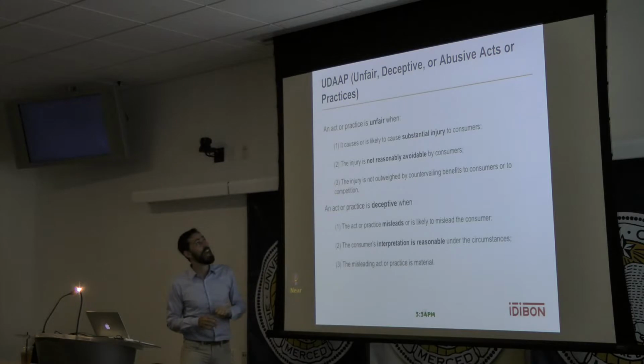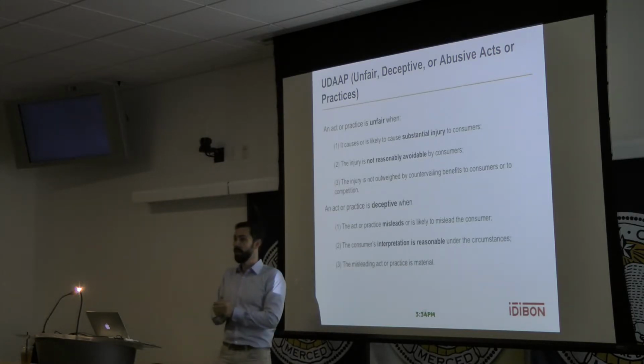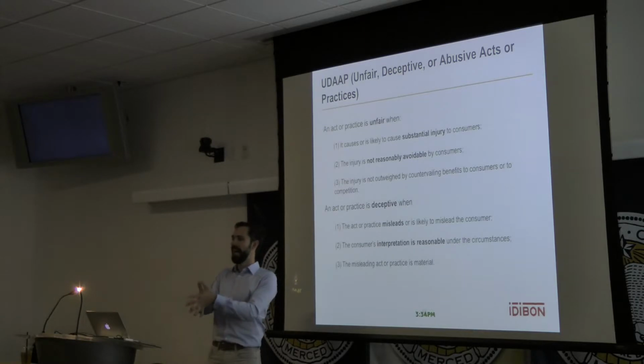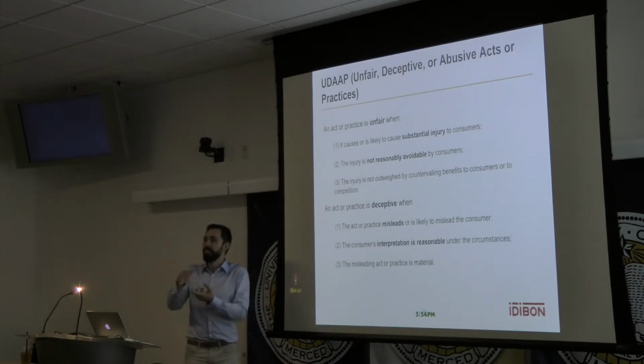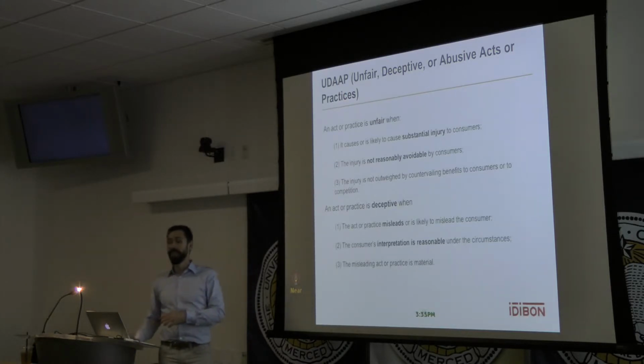So this is UDAP. So unfair, deceptive, abusive acts or practices. Basically, what happened is that Dodd-Frank was passed, and it meant that banks and financial service companies can't defraud you, right? They can't mislead you. There are standards that they have to meet for their language. And so these are kind of definitions.